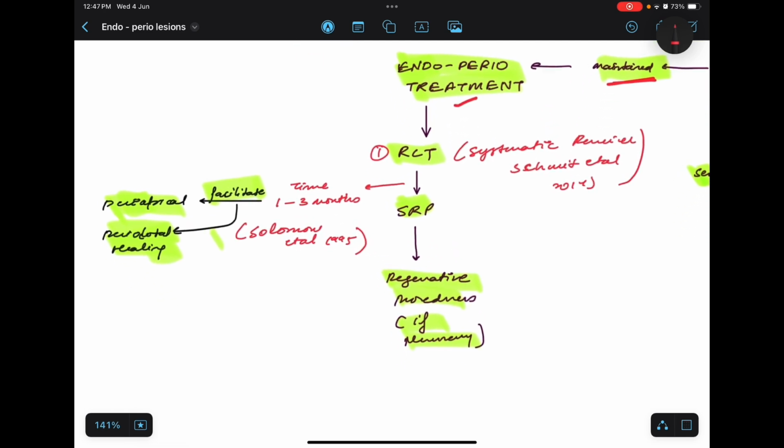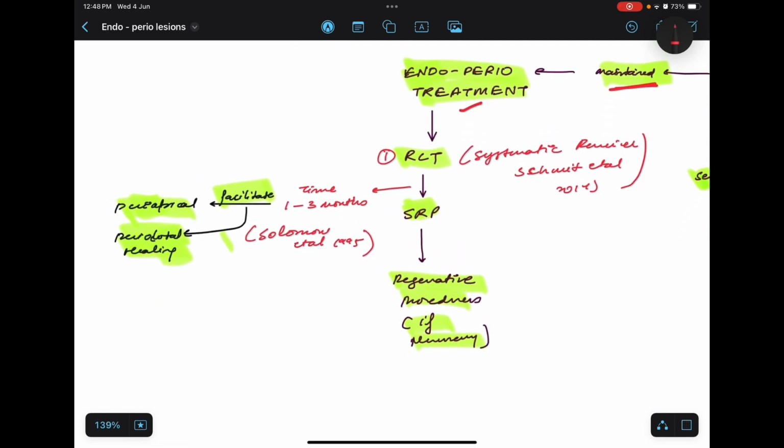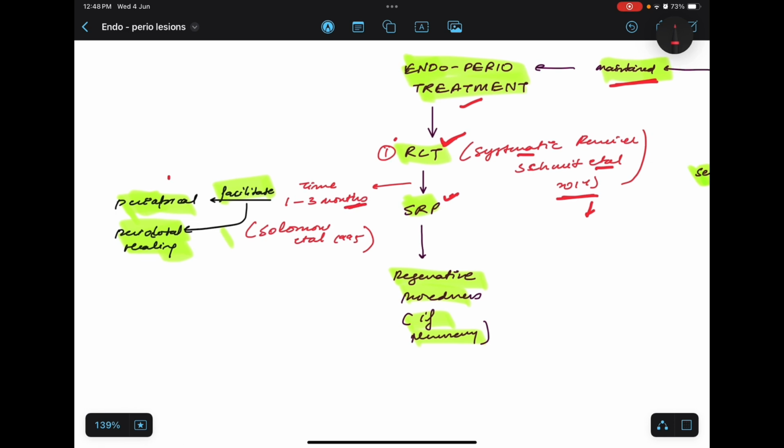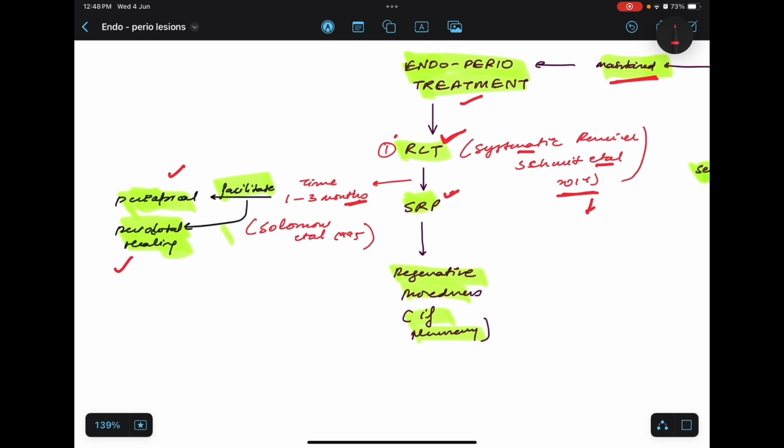Now here, one question which is most commonly asked and very confusing for young periodontists or endodontists is which should be done first, RCT or SRP, that is your endo treatment or your perio treatment. In a systematic review by Schmidt et al. in 2014, you can refer to it, he mentioned that most of the clinicians performed RCT first. Why? Because it facilitates periapical and periodontal healing, and the gap between RCT and SRP is roughly around 1 to 3 months, depending on the healing time.